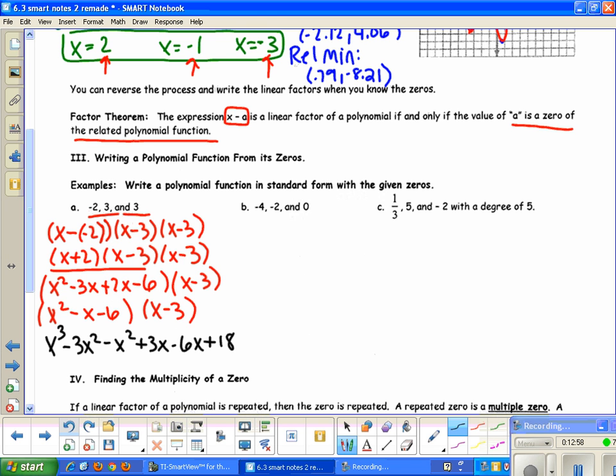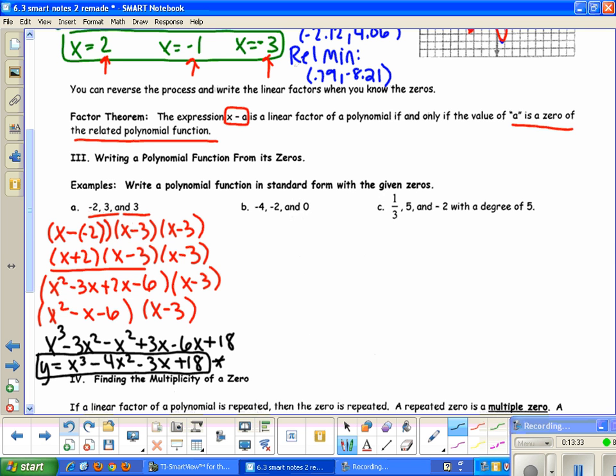And then all I have to do is combine like terms. So I get y equals x cubed minus 4x squared and then minus 3x plus 18. And that would be my equation in standard form with the given zeros of -2, 3, and 3. So if I wanted to, I could plug this equation that I just found into my graphing calculator and check to see, does it have the zeros of -2, 3, and 3? And of course, you would see that it does.